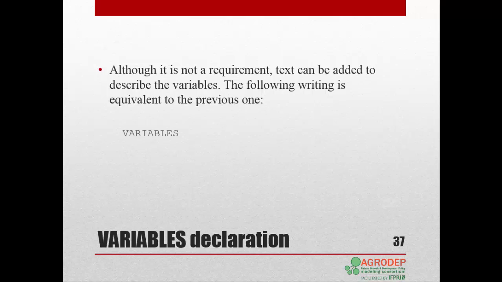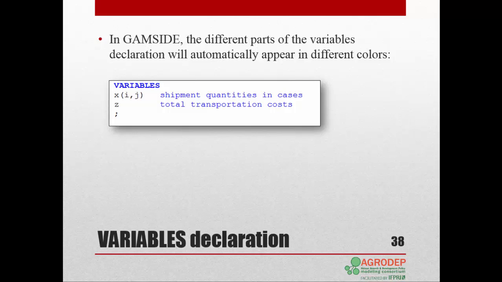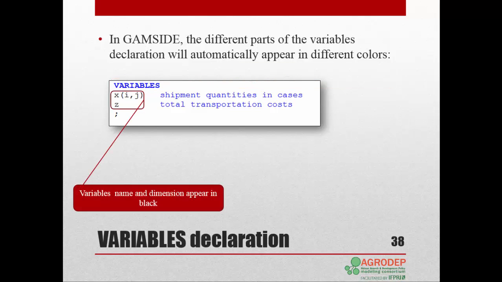Again, explanatory text can be added to describe the variables. So the following writing is equivalent to the previous slide. Explanatory text has been added to the variables, and an end of line is used instead of a comma to separate the different variables. In GAMS IDE, the different parts of the variable declaration will automatically appear in different colors. The GAMS statement appears in bold blue. Variable names and dimensions appear in black, and explanatory text in blue.